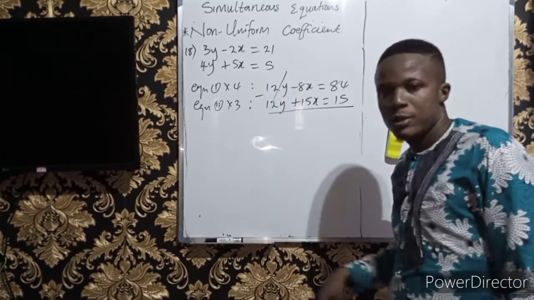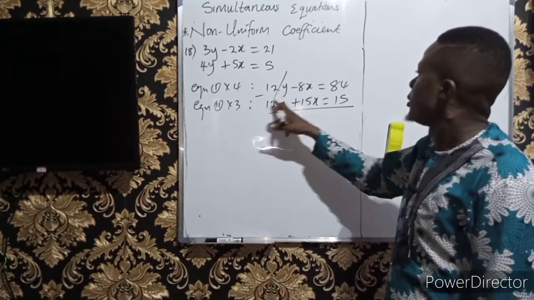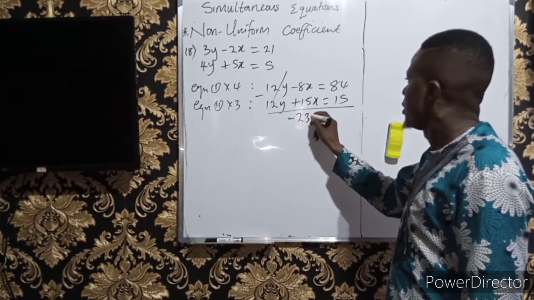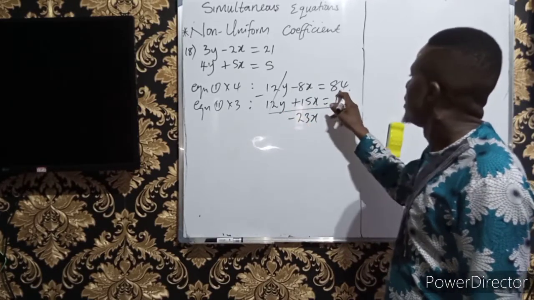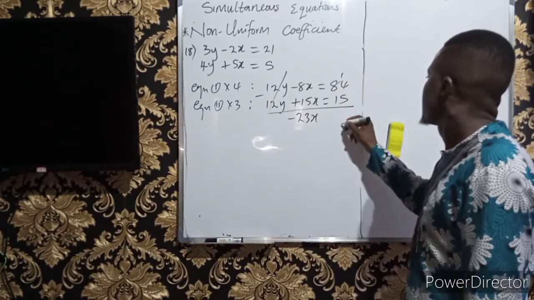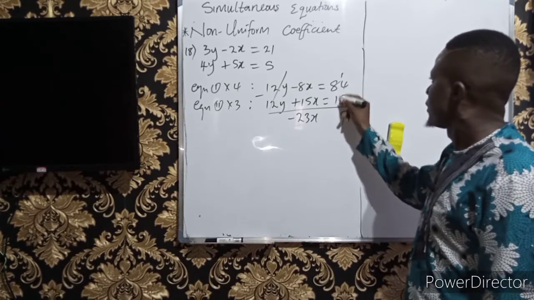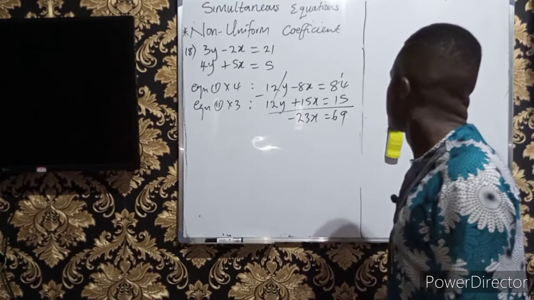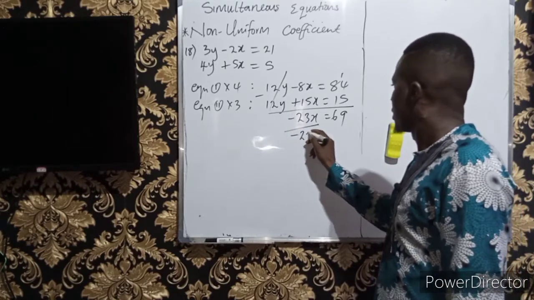Now when we subtract, this will be eliminated, so we shall have minus 8 minus 15, which is minus 23x. 84 minus 15. This is 14. We have 9. This left is 7. 7 minus 1 is 6. So we divide both sides by negative 23.